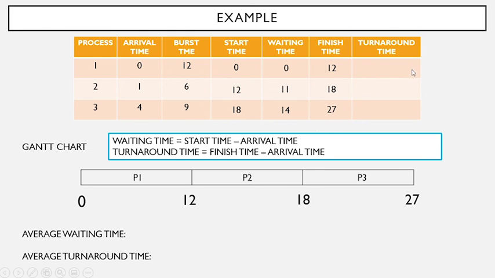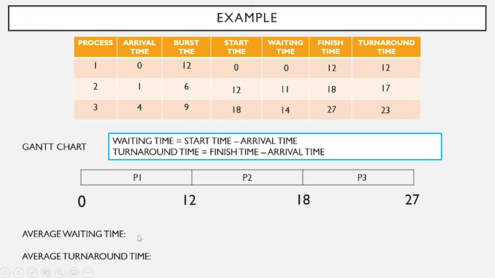And now we are at the last value we will get. For the turnaround time, we also need the formula: finish time minus arrival time. The finish time of processor number 1 is 12 and its arrival time is 0, so 12 minus 0 equals 12. For processor number 2, the finish time is 18 and the arrival time is 1, so 18 minus 1 equals 17. Next is processor number 3. Its finish time is 27 and its arrival time is 4, so 23. We have finished the table above.